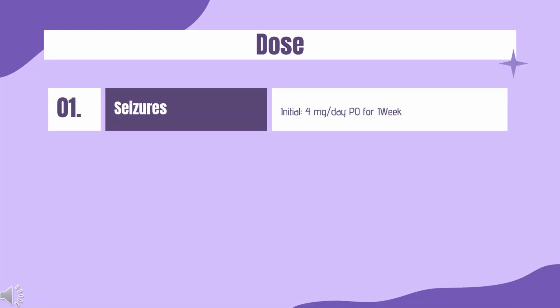Dose: partial seizures with hepatic enzyme-inducing anticonvulsants. Initial: 4 mg per day PO for 1 week. Titrate weekly by 4 to 8 mg, not to exceed 56 mg per day, divided Q8-12 HR. Partial seizures, without hepatic enzyme-inducing anticonvulsants: 12 to 22 mg/day PO, divided Q8-12 HR.